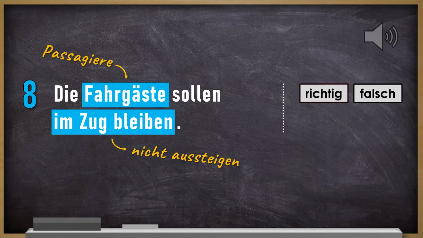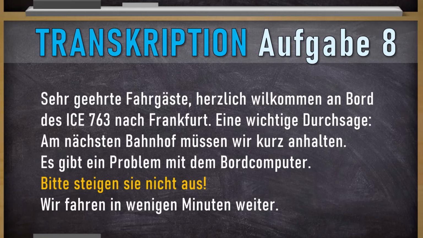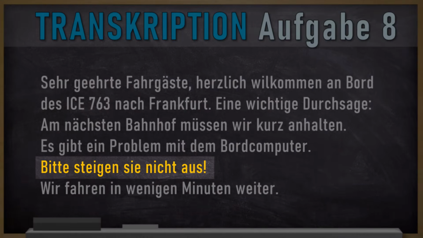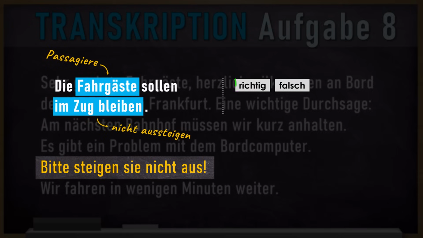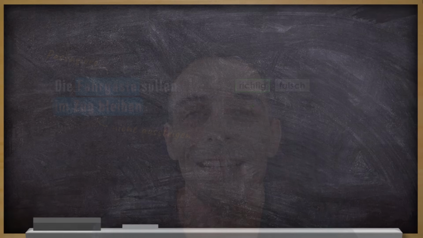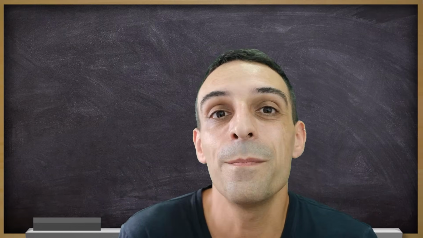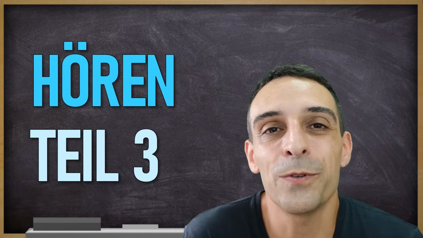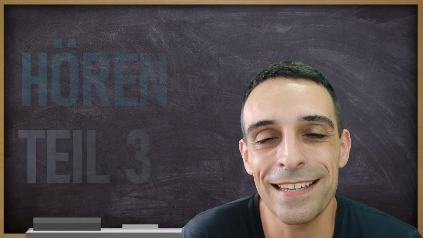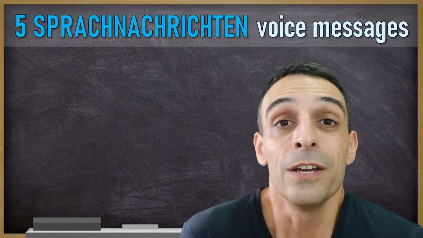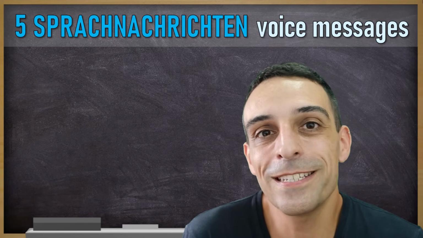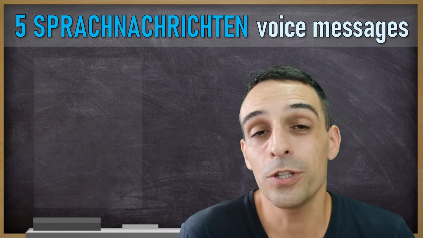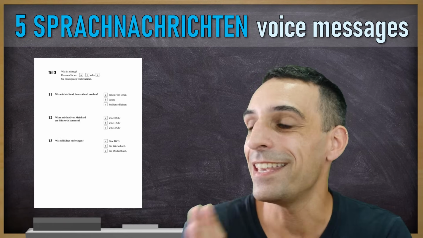Nummer 8 ist auch richtig. And the sentence that tells me that this answer is correct: Bitte steigen Sie nicht aus. Das war Nummer 8. There are 2 more announcements, number 9 and 10, but we will not listen to those. Hier ist der dritte und letzte Teil. So here's the third and last part of this test. Sprachnachrichten. You will listen to 5 voice messages on an answering machine. The first page of the third part looks like this.